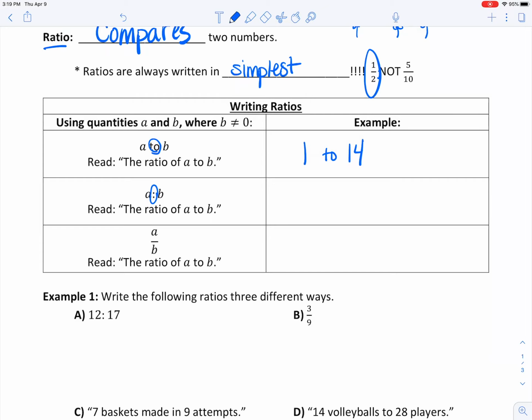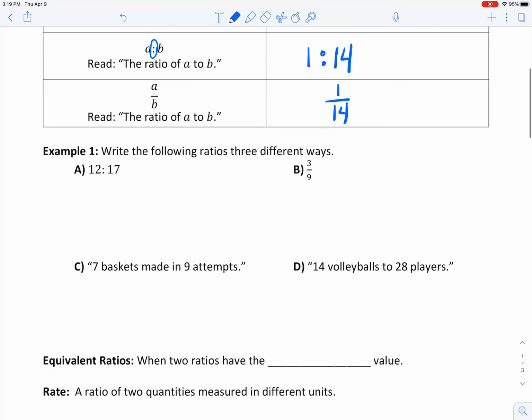They could also be written with a colon sign, but it's read the same way. It's still read the ratio of A to B. So again, if I was talking about the numbers 1 and 14, I could write 1:14 that way. They could also be written as what looks like a fraction. So I could write 1/14 that way. Notice they're still all read the same though. I pronounce them as 1 to 14.